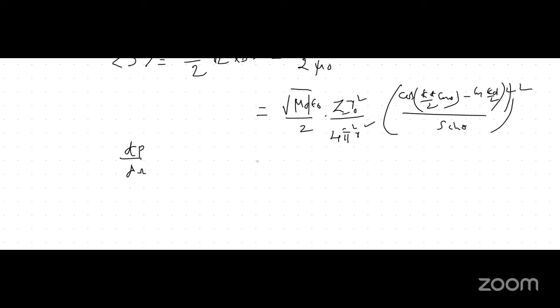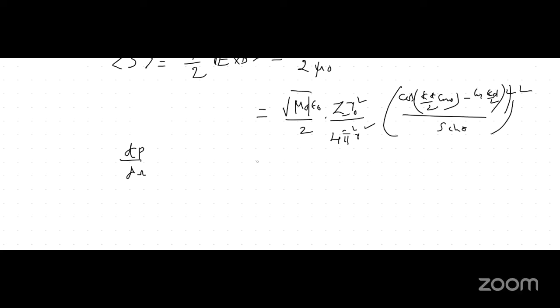Why do we get that? For a full wave antenna, d is equal to lambda, and for a half wave antenna, d is equal to lambda by 2. So we can now derive the radiating power for the full wave antenna. For the full wave antenna, we'll write here the radiating power, which is given by the P value.